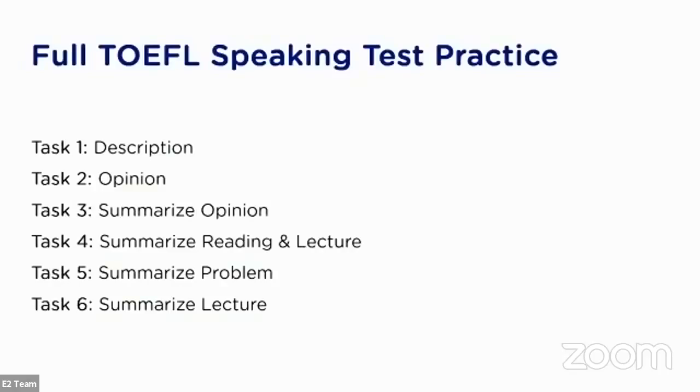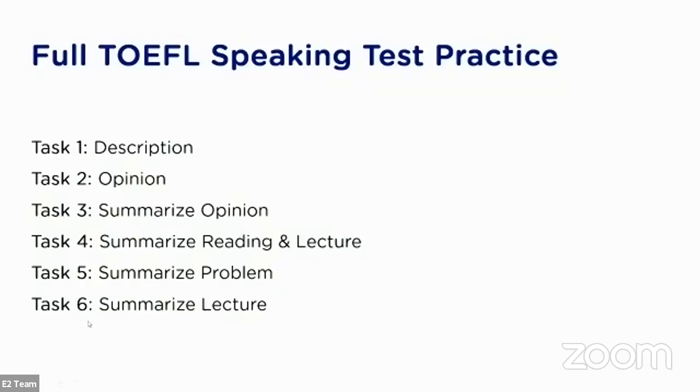All right, here we go. So the 6 speaking tasks are a description task and an opinion task. These 2 are independent because you're not actually having to read anything or listen to anything. You're just given a prompt and you need to speak. Task 3, summarize opinion. 4, summarize reading and lecture. Summarize problem and summarize lecture.